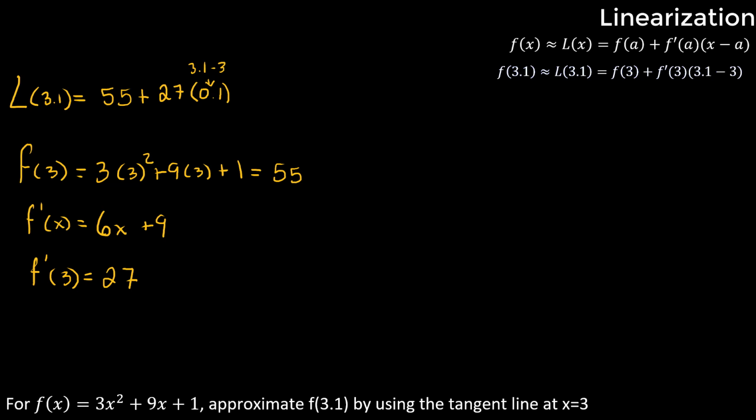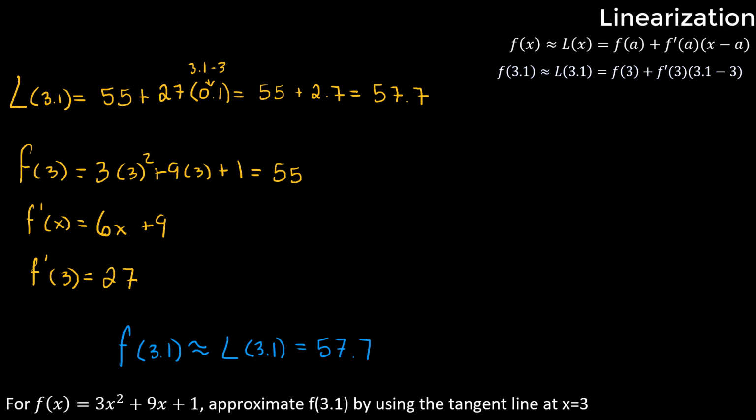And so there we go. So 55 plus 27 times 0.1. Well, 27 times 0.1, in this case, we can just move the decimal place over. So that will be 55 plus 2.7, which is equal to 57.7. And so there we go. So we can make the final statement as follows. We can go ahead and state that f evaluated at 3.1 is approximately equal to the linear approximation of this function at 3.1, which is equal to 57.7.